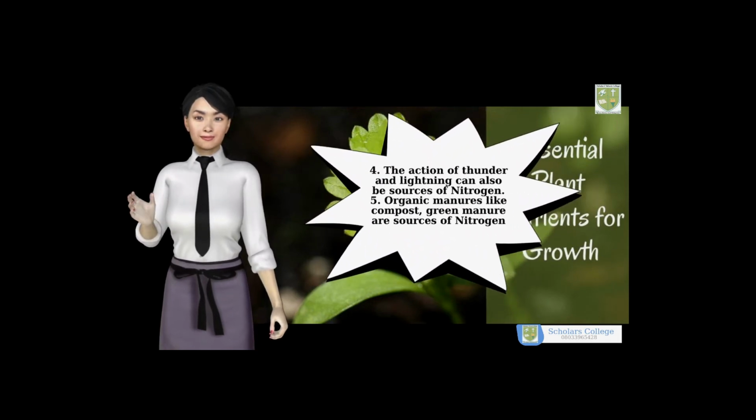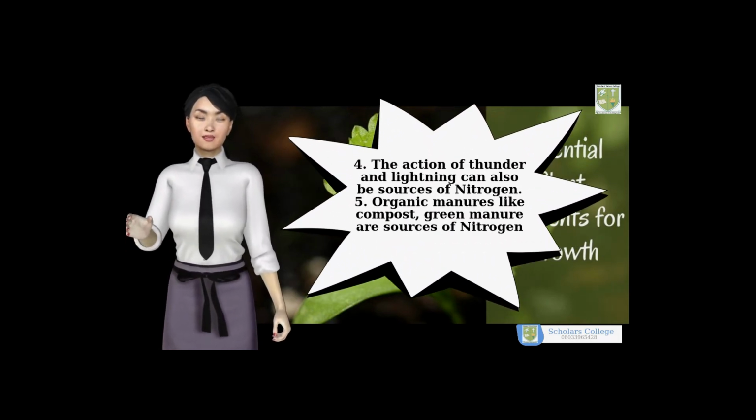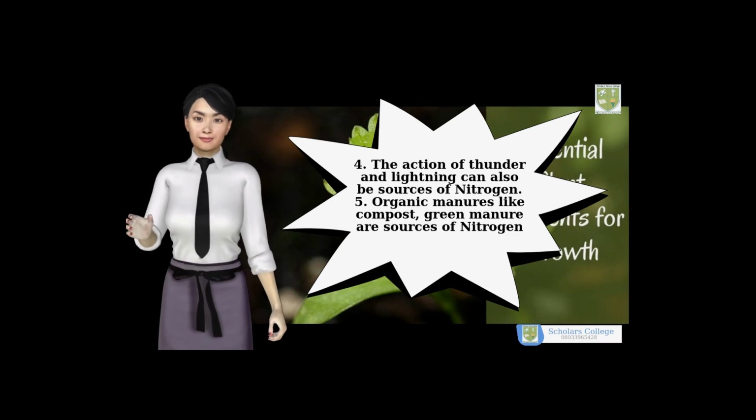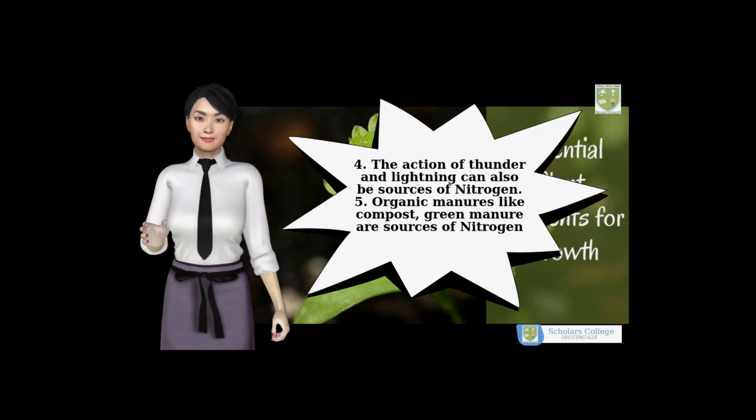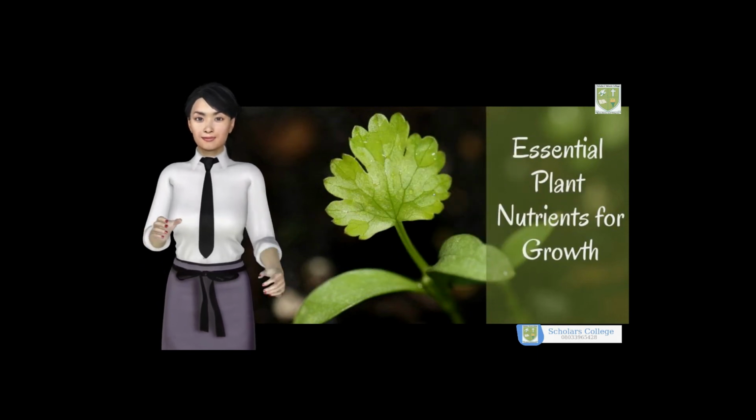4. The action of thunder and lightning can also be a source of nitrogen. 5. Organic manures like compost and green manure are sources of nitrogen.